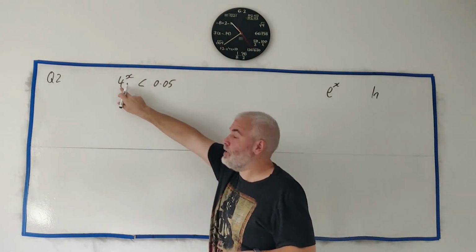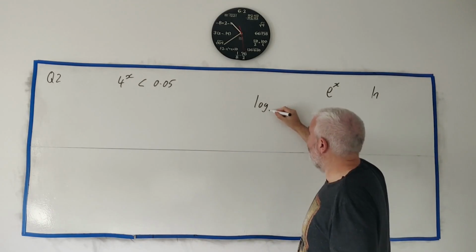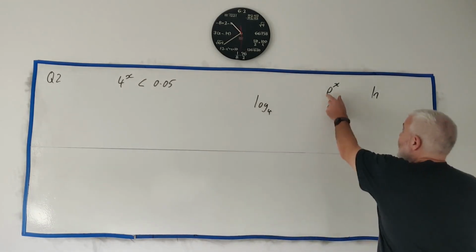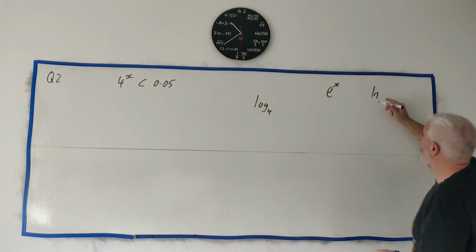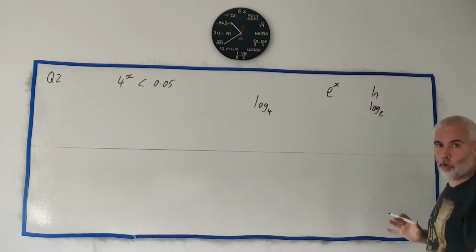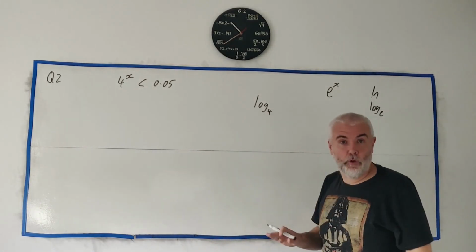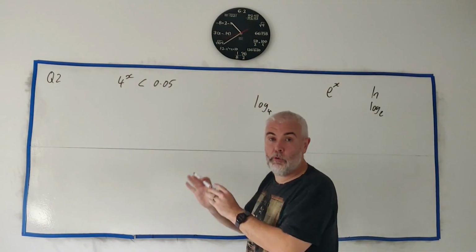The opposite to this power here will be the log to the base 4. The opposite to this power is ln. This is identical to log to the base e. It's just a shorthand for it. So the opposite to this is log to the base 4. So let me show you how we would use that.